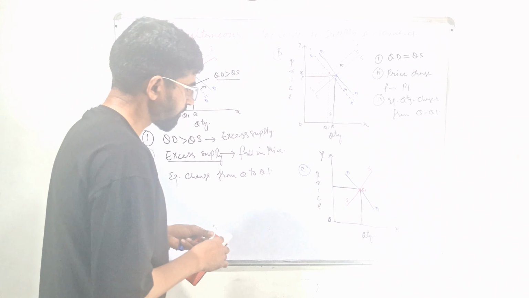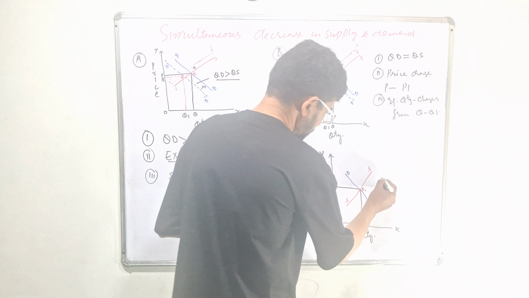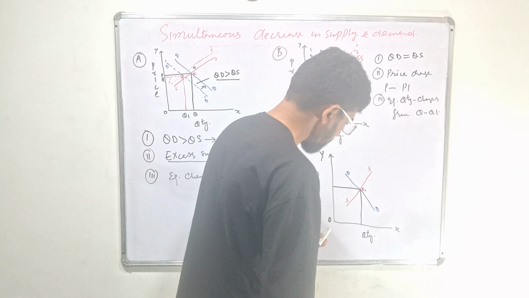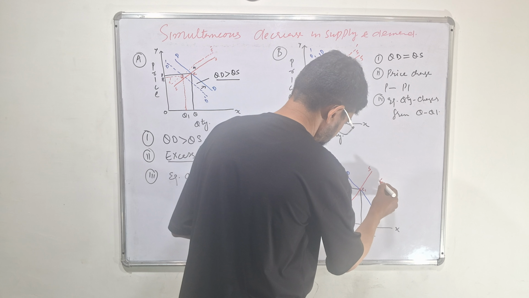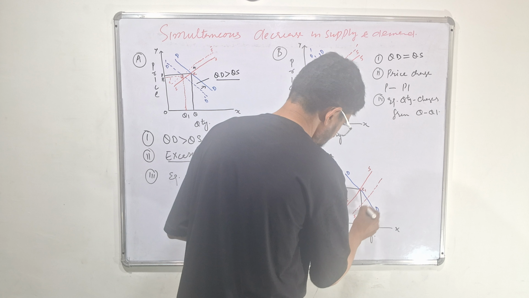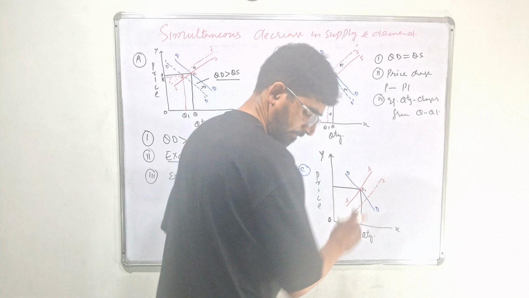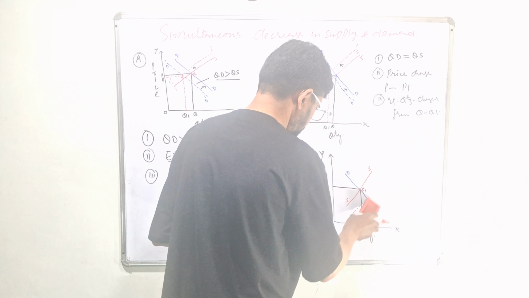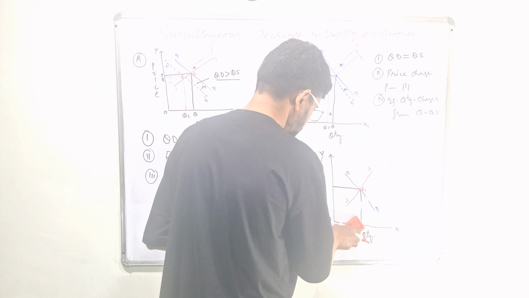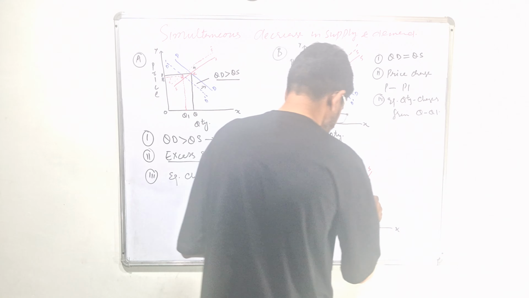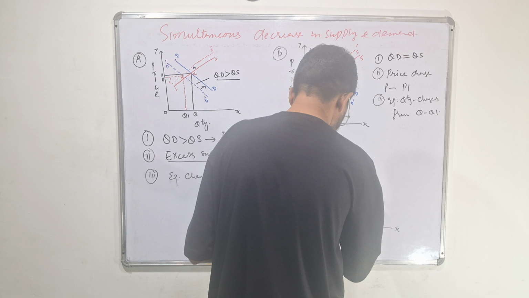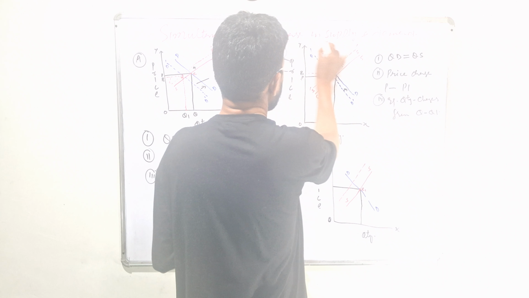Now what will happen? I will show a shift of the supply curve, S to S dash. We have to show not a rightward shift, but a leftward shift of the supply curve. And we write decrease in supply.